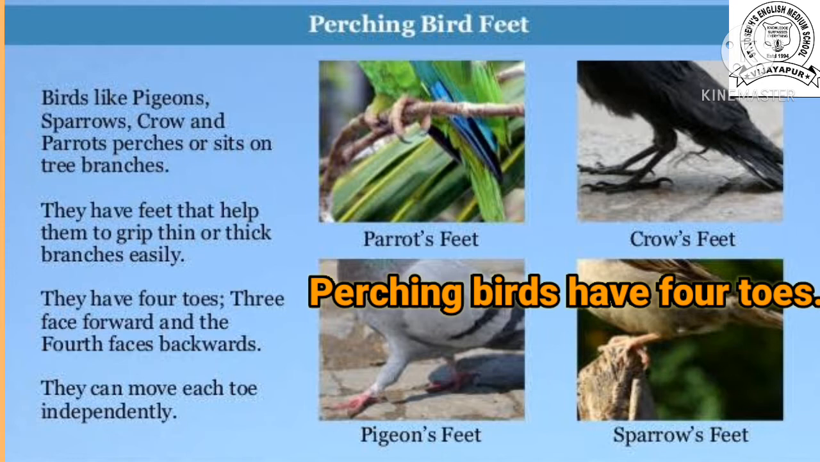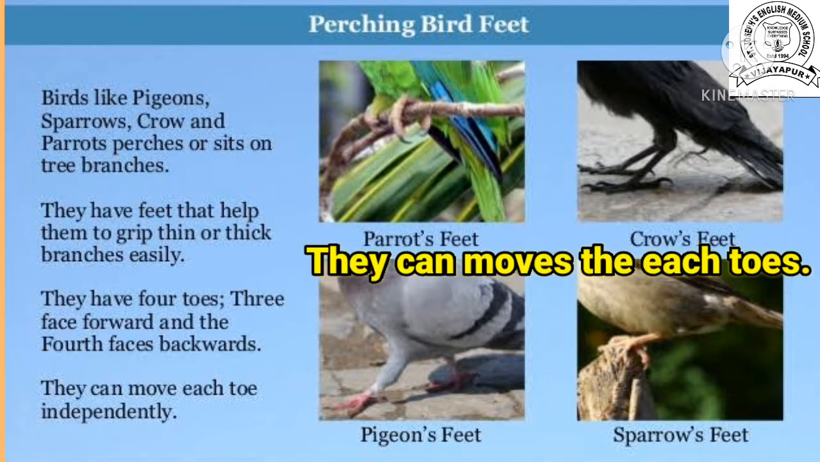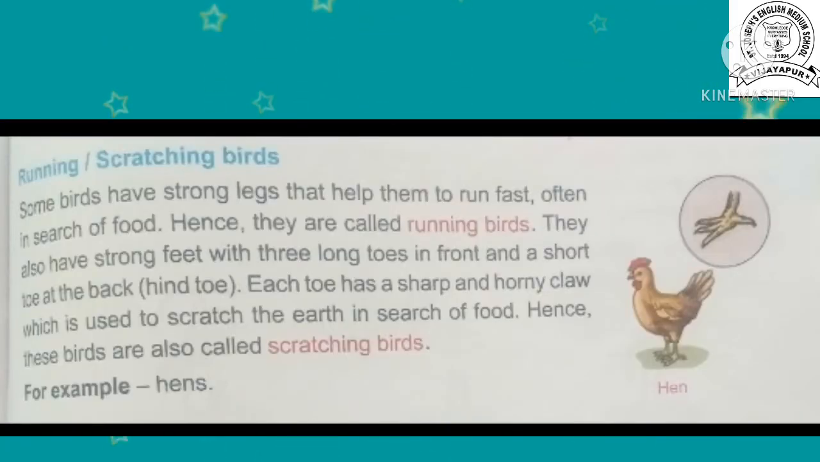3 toes on the front side and 1 toe on the back side. So they can easily hold the branch of the tree firmly even when they are sleeping. And they can move each toe independently, like we can move our fingers. Like that, they can move each toe independently.